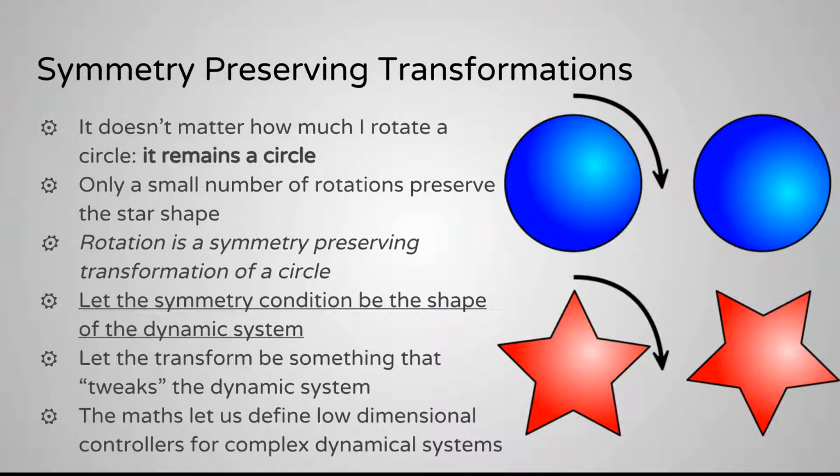So if we define that our symmetry condition is the shape or properties of our dynamical system, then we can create a set of transforms that allow us to tweak the dynamical system. And this basically allows us to define some low-dimensional controllers, so very simple controllers with 1 or 2 parameters that will allow us to do some very complex modifications to the dynamical system.